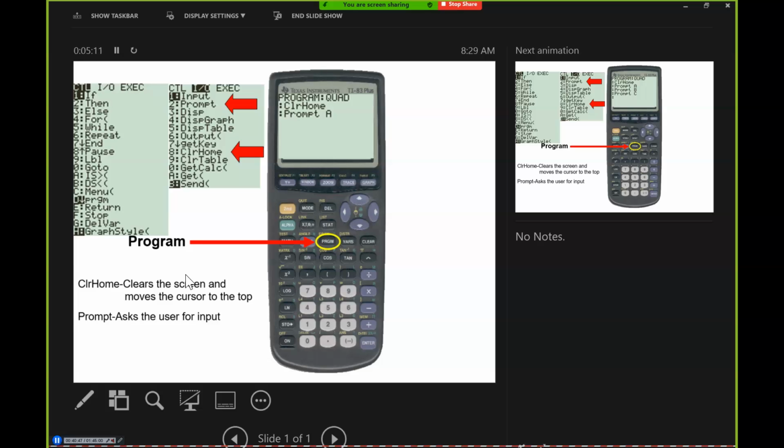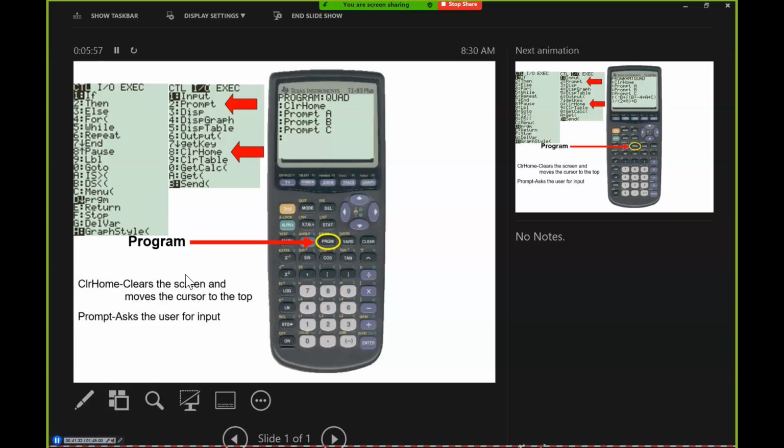Okay. So the next thing we're going to do is press that Program button again. We're going to go over to that I/O menu again. And this time we're going to pick the prompt command and then type the letter A. And then press enter so that your cursor should be on the next line under prompt A. Is everybody ready to go to the next step?